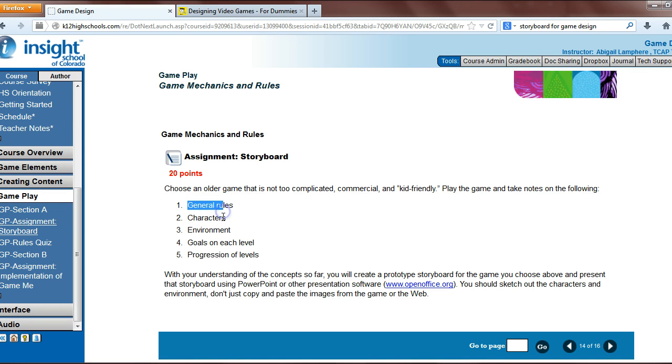So what are the general rules? What are the characters? What's the environment like? Goals on each level? What's the progression of levels like? So have information about all of that, and then you're going to create a prototype storyboard for the game you chose using either PowerPoint or presentation software. You should include sketches of the characters and environment. Okay, this is the assignment.